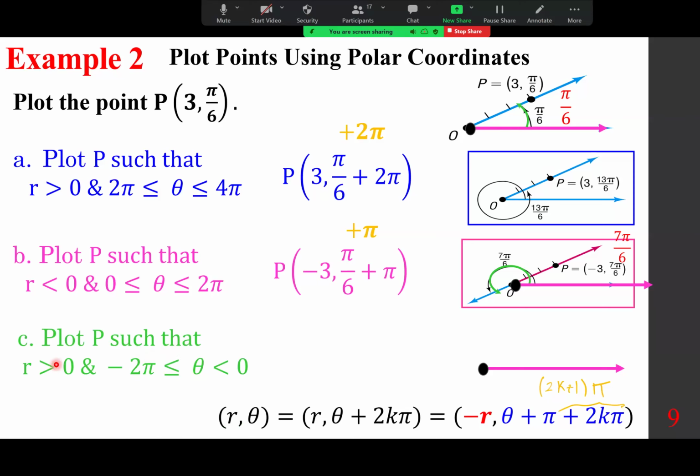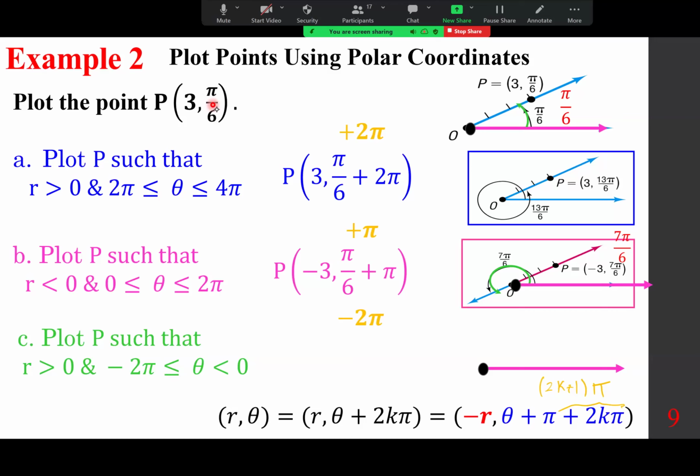Plot P such that R is still positive, so we want the same 3, but this time the angle is between negative 2 pi and 0. It's a negative angle we want, so no problem. Instead of adding 2 pi, let's subtract 2 pi. It gives you the same location.